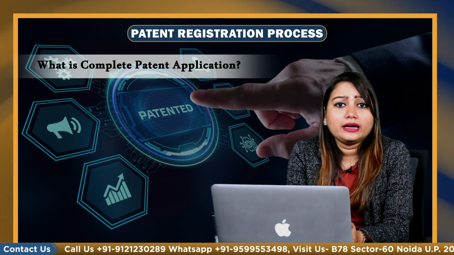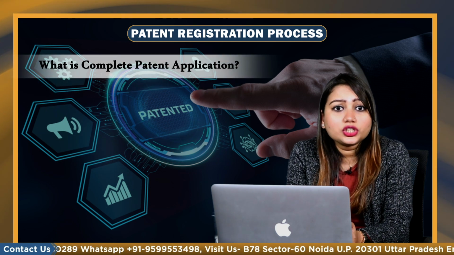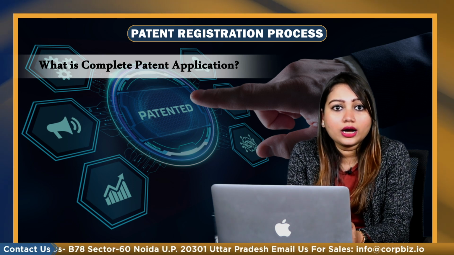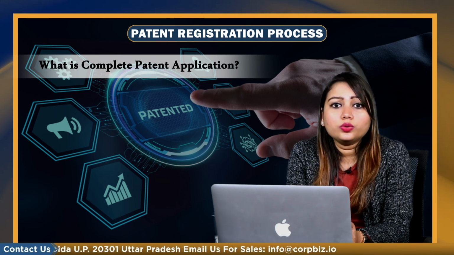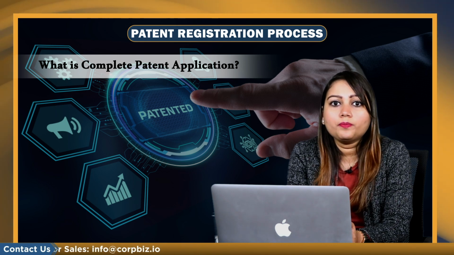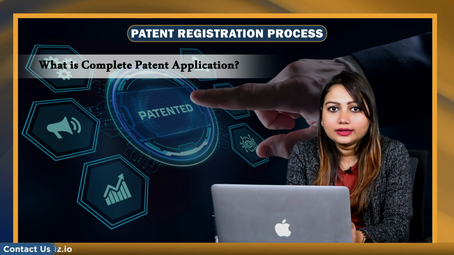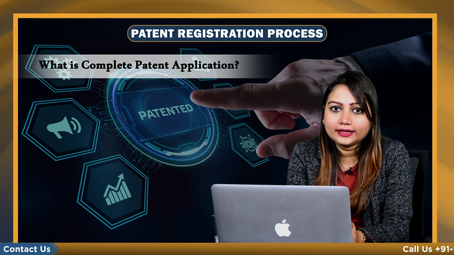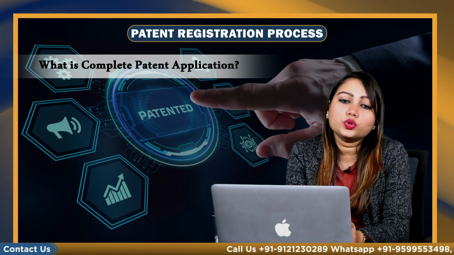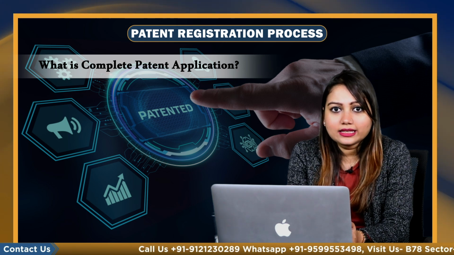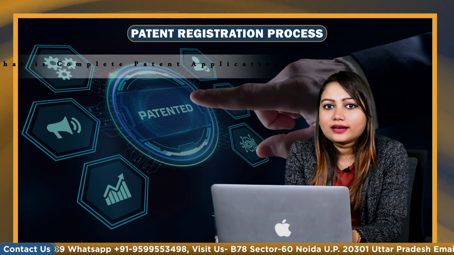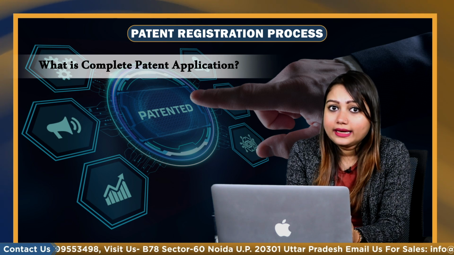What is a complete patent application? A complete patent application is an exclusive legal right given to an inventor. It gives him or her legal authority to exclude others from making, using, selling, offering for sale, or importing a particular invention. This right remains valid for 20 years from the date of filing. The holder of the patent is entitled to sue any person who violates the patent, and can choose to sell, grant, or license the patent.